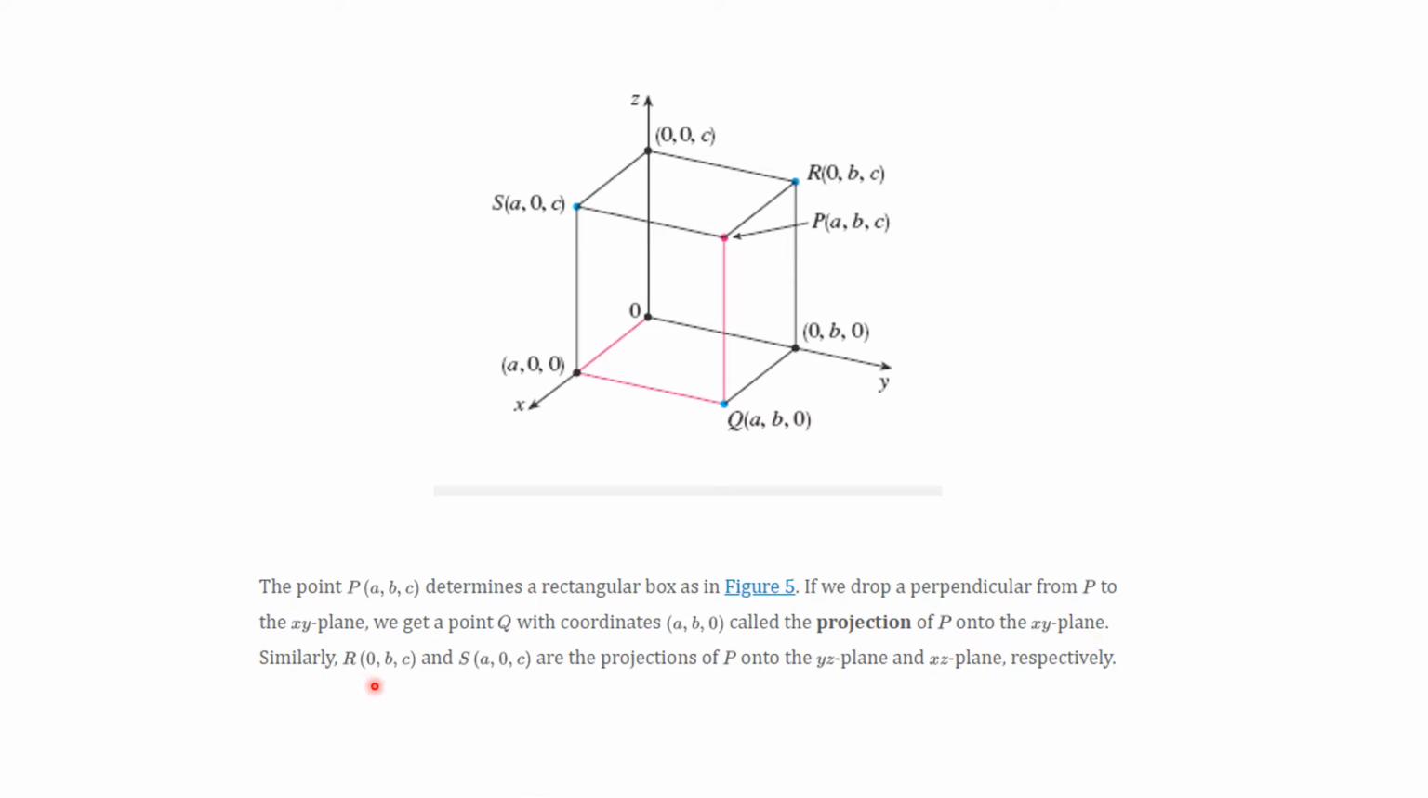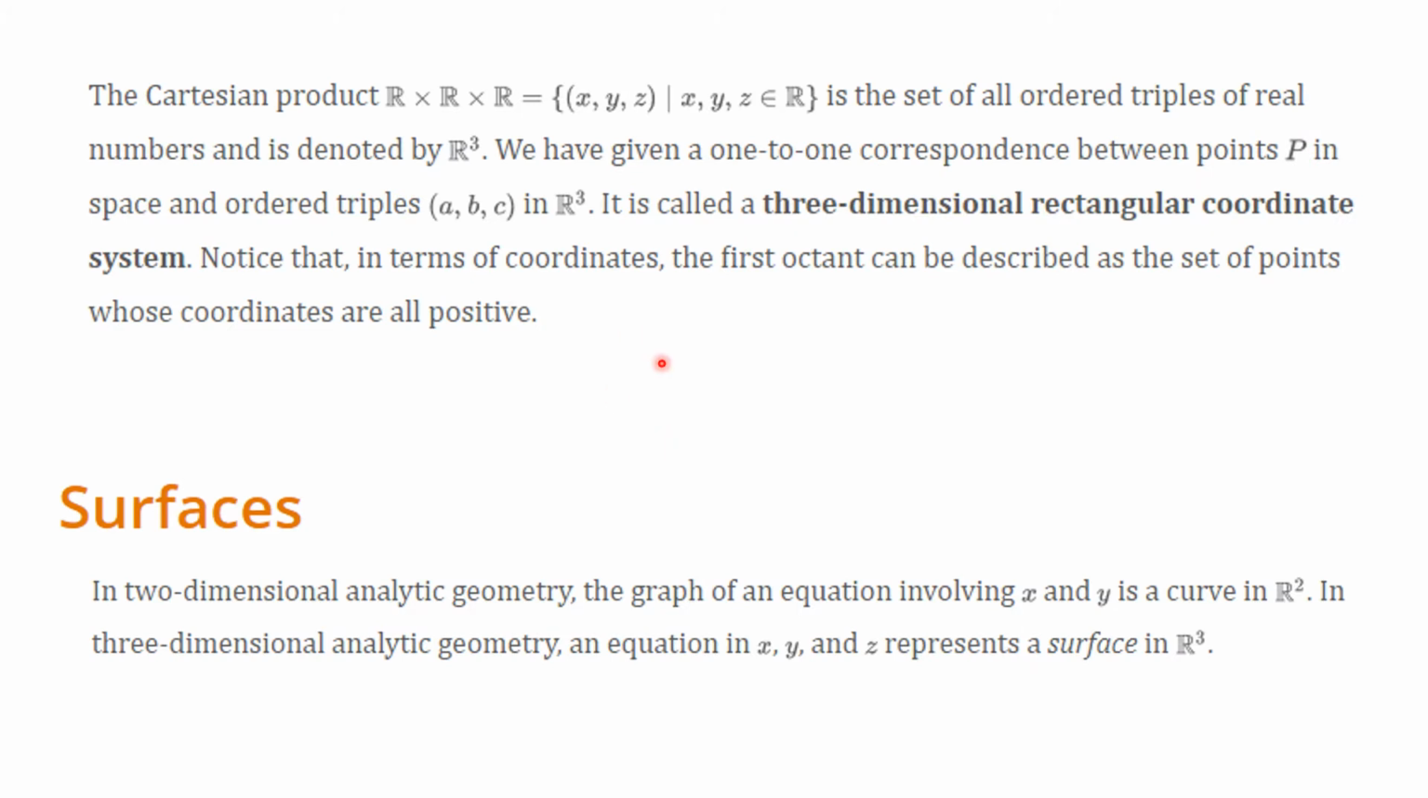Similarly, the point R, shown up here, is the projection of that point onto the yz plane, and that is going to be (0, b, c), and this point, (a, 0, c), is the projection onto the xz plane respectively. Those are projections. This first quadrant here, where everything is positive, is called the first octant.